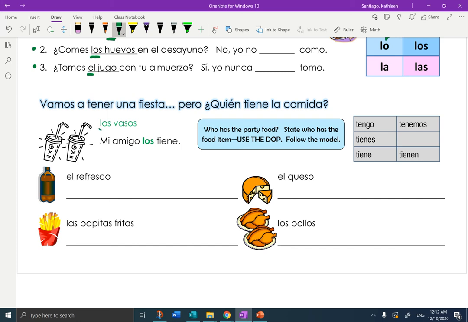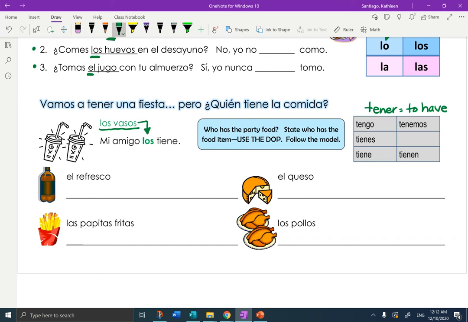So we've named los refrescos, los vasos, and then we put it into a sentence using a DOP to say who has it. Now the verb tener is over here in the gray box. Remember, tener, to have. And these are the conjugations. Yo tengo, tú tienes, él, ella, usted tiene, nosotros tenemos y ellos tienen.